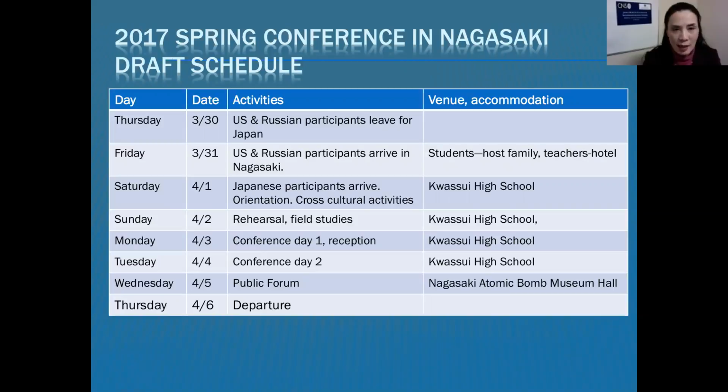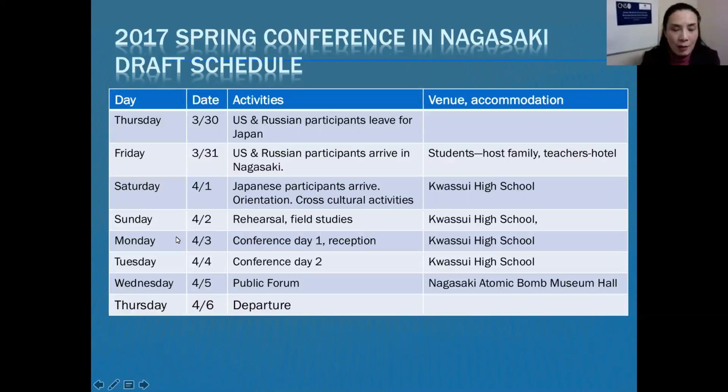And on Sunday, April 2nd, we will have a rehearsal at the Kasui High School's auditorium. It's a very beautiful chapel. So yeah, we are gonna have a rehearsal there. Then most likely rehearsal is going to be held in the morning. So in the afternoon, we are planning to have some field trip to visit museum and also some other famous places in Nagasaki. And I will be working with the Kasui High School teachers. So we will definitely keep you posted on where we are planning to visit.